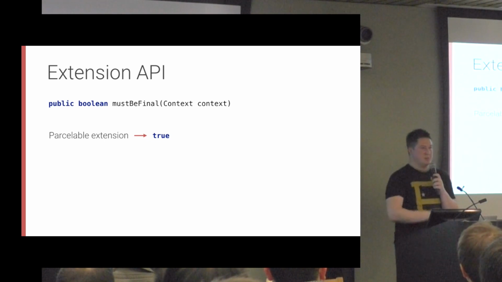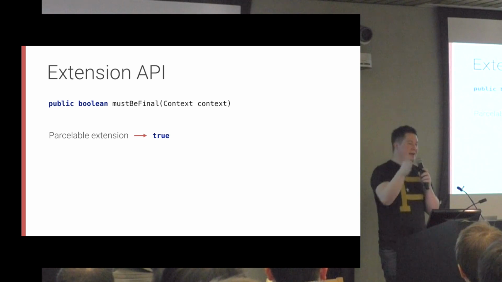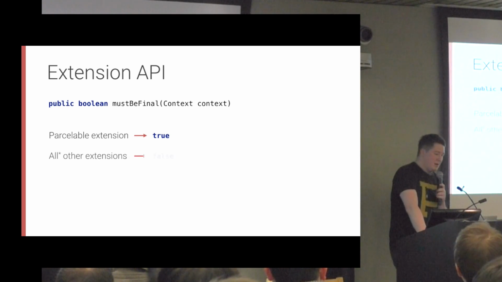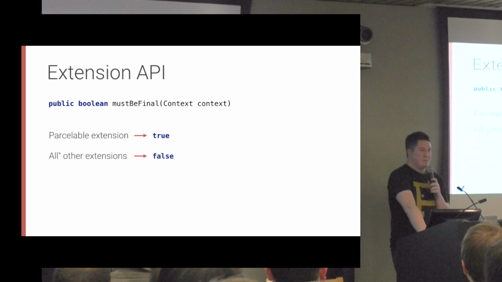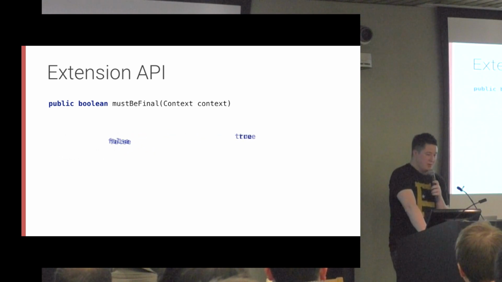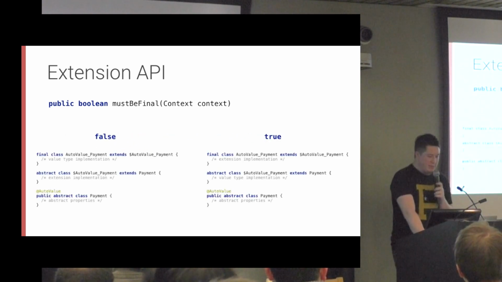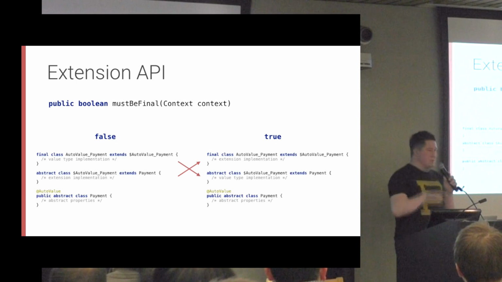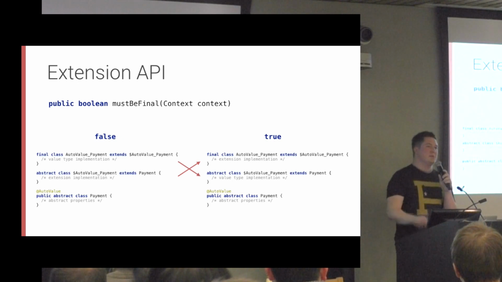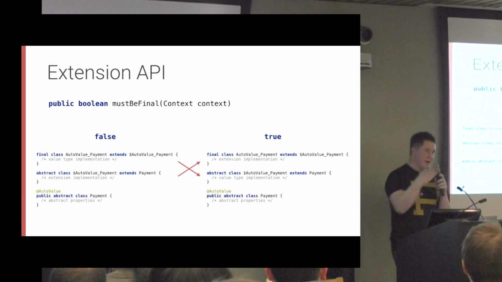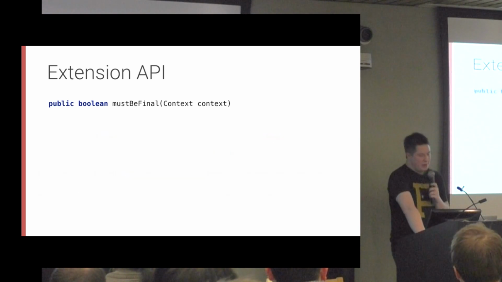And so "must be final" is just asking: do you have to be the last class in the chain? I really can't think of another reason to use this other than Parcelable. I'm sure there are some out there, but the idea is that it basically just switches where your extension class gets generated. You're either a between class or you're the end class. Probably will never need that.